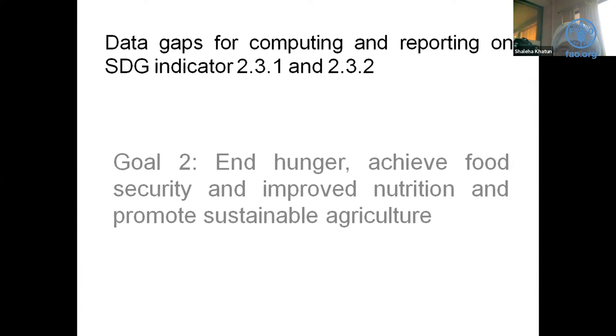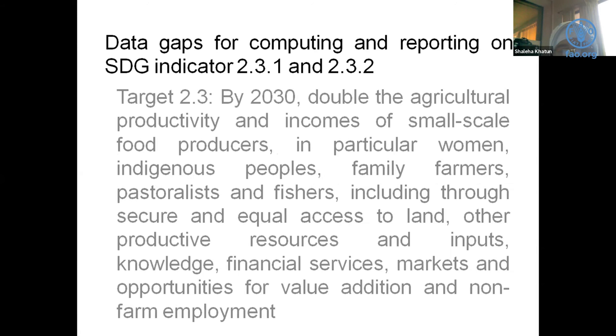Under goal 2, there is the target 2.3: by 2030, double the agricultural productivity and incomes of small scale food producers, in particular women, indigenous people, family farmers, pastoralists, fishers, including through secure and equal access to land, other productive resources and inputs, knowledge, financial services, markets and opportunities for value addition and non-farm employment.